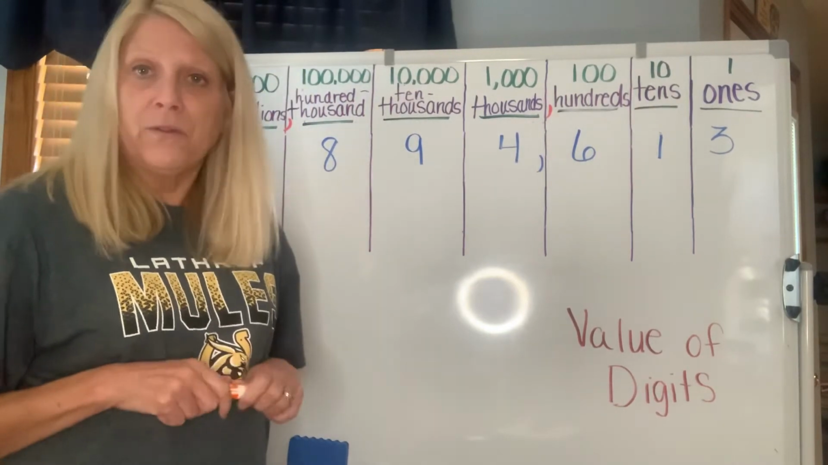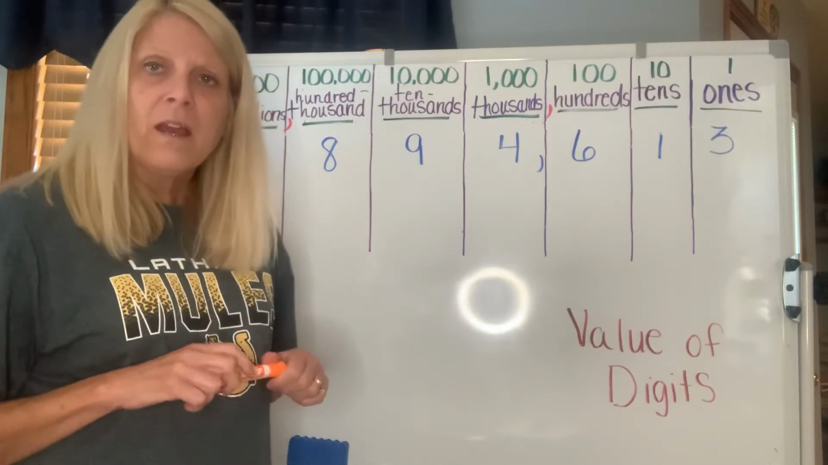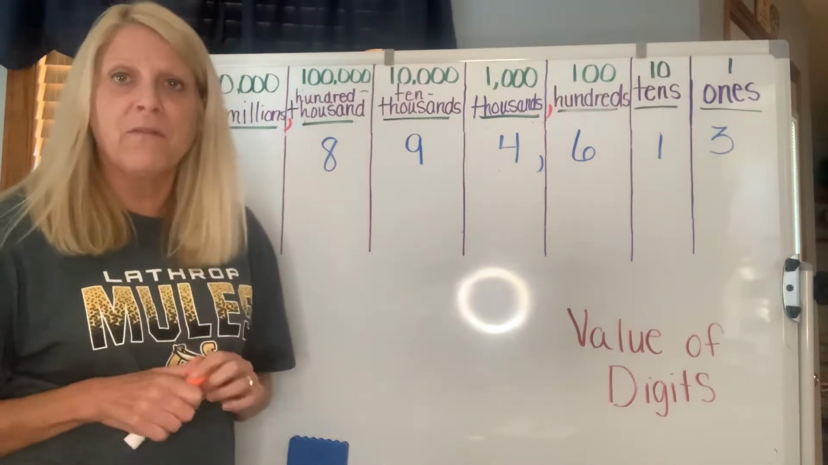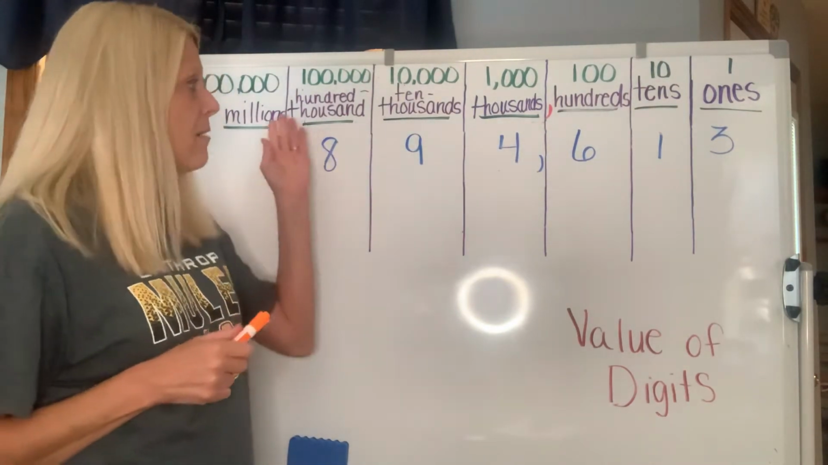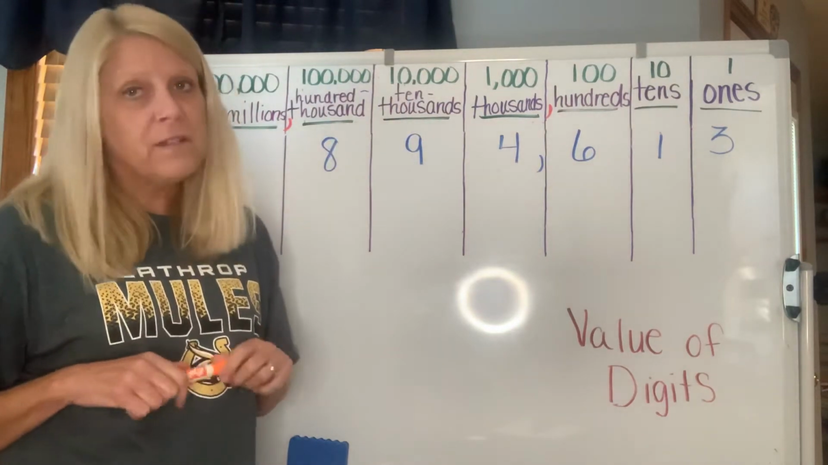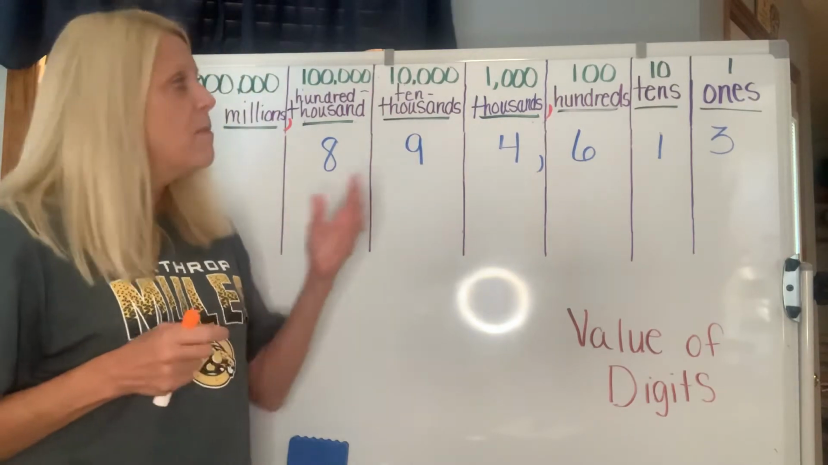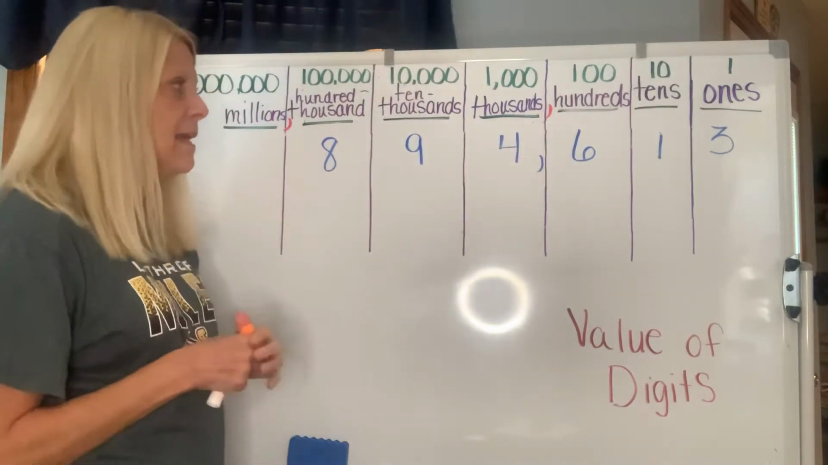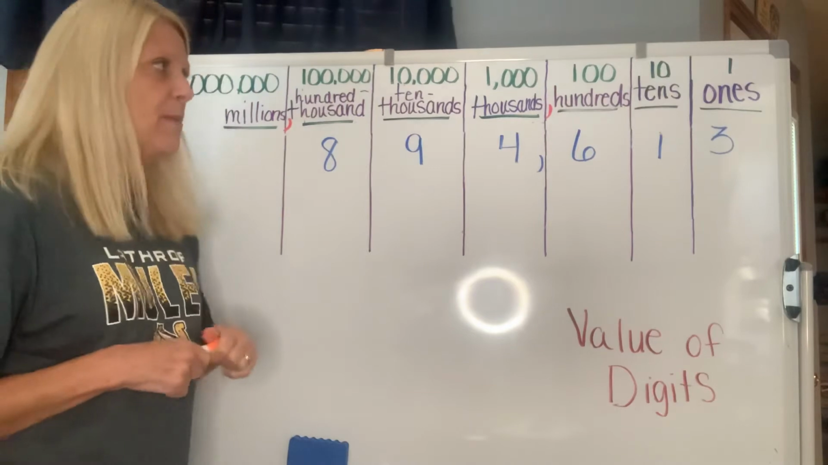Today we're going to be talking about the value of digits and numbers. To get things started and to save a little bit of time, I've already written a place value chart on the board. I've written it in words and in numbers. I know that in third grade you learned about place value, but we are going to be extending that and going on to higher numbers, bigger numbers.